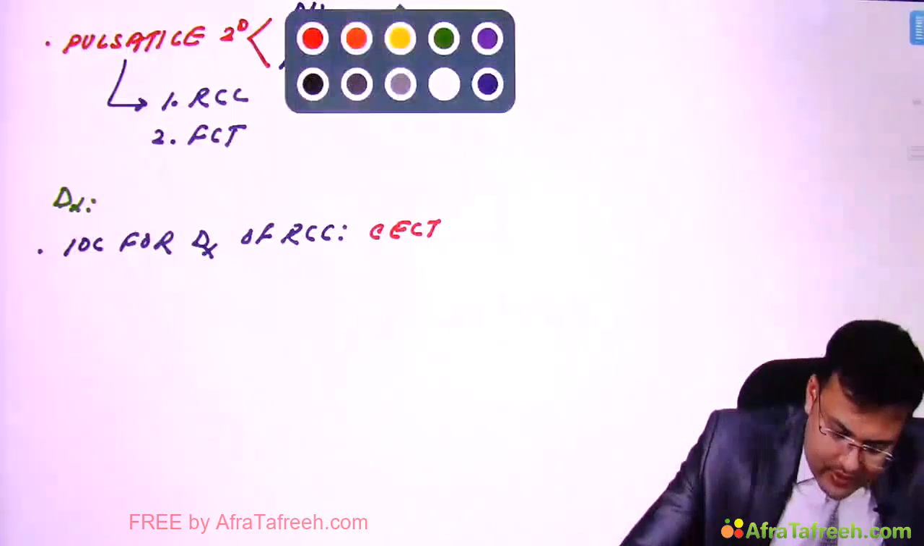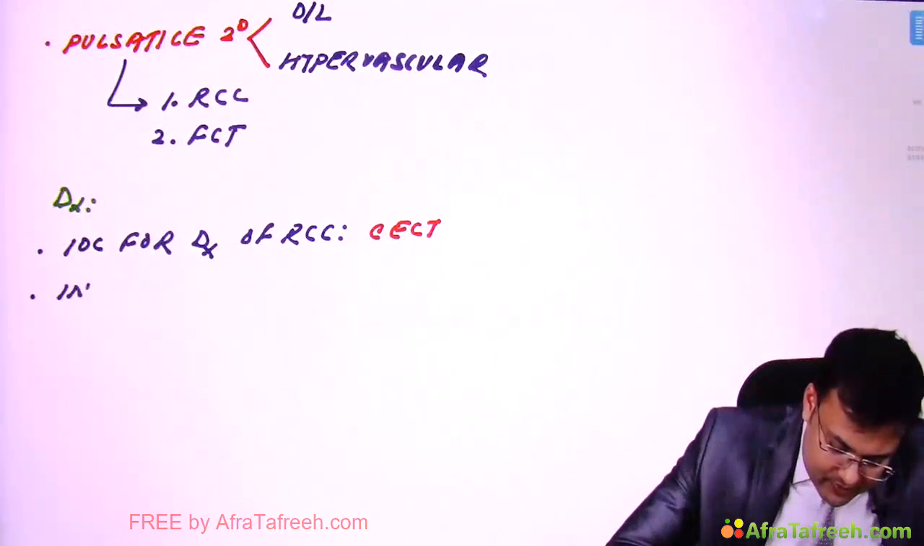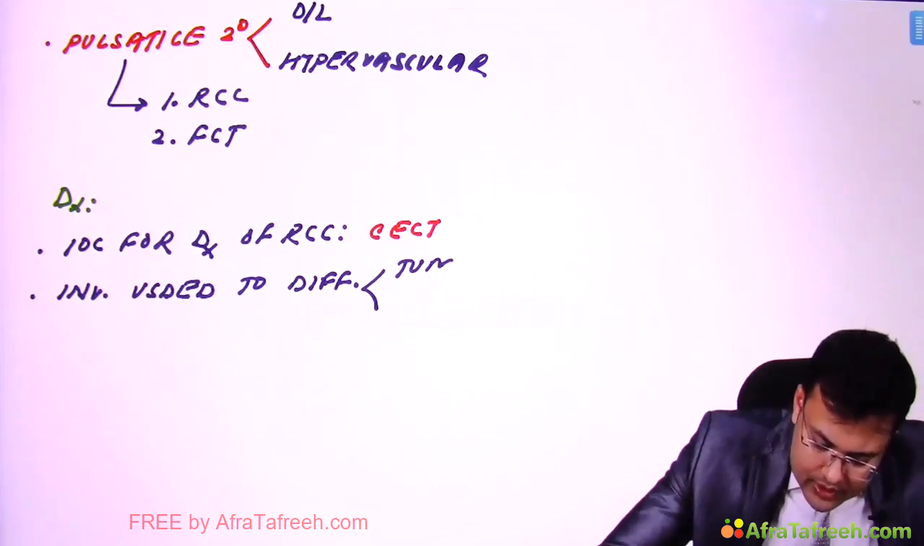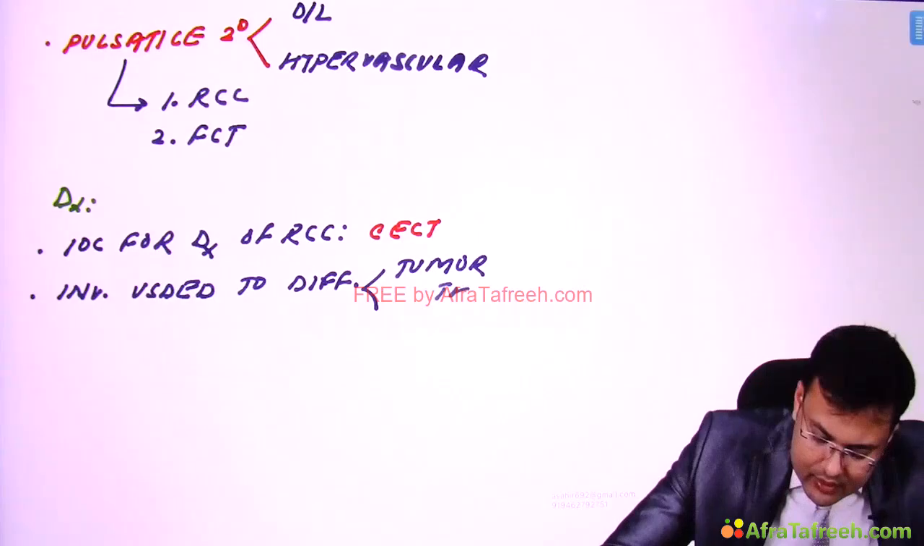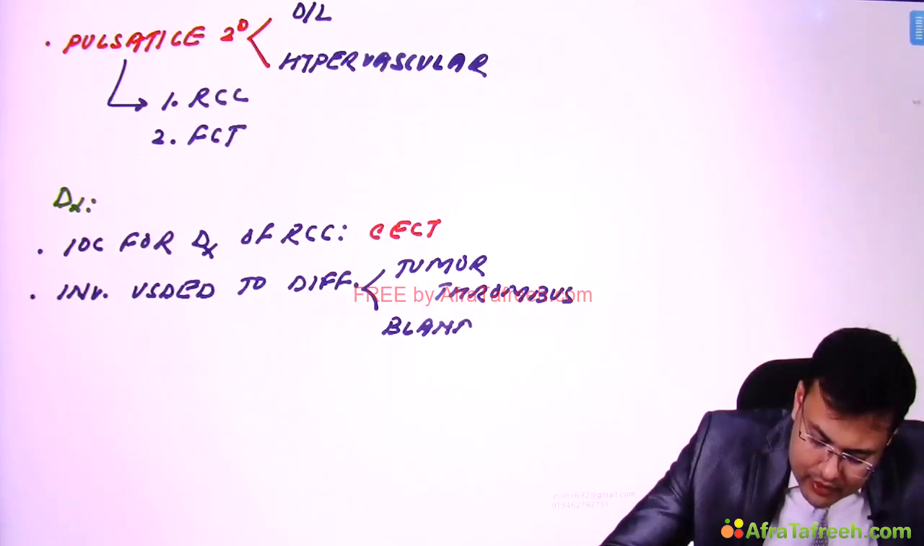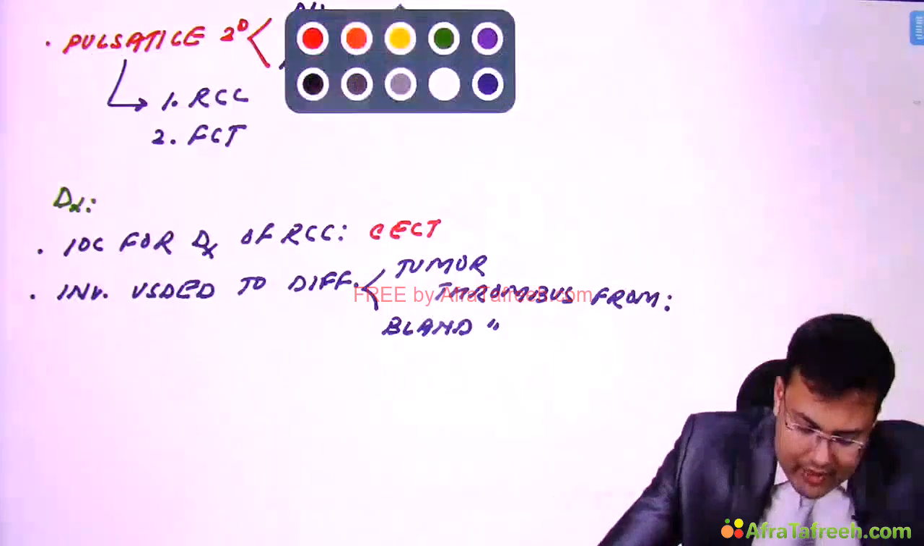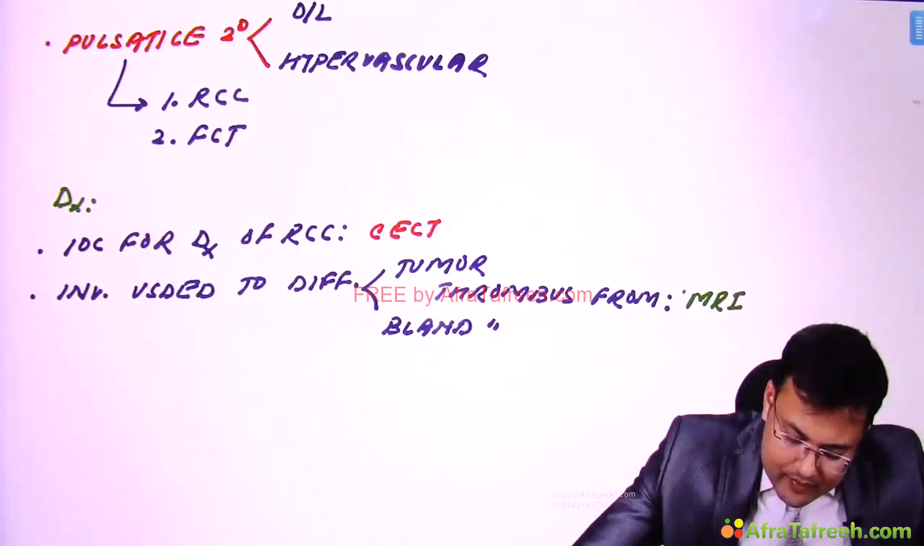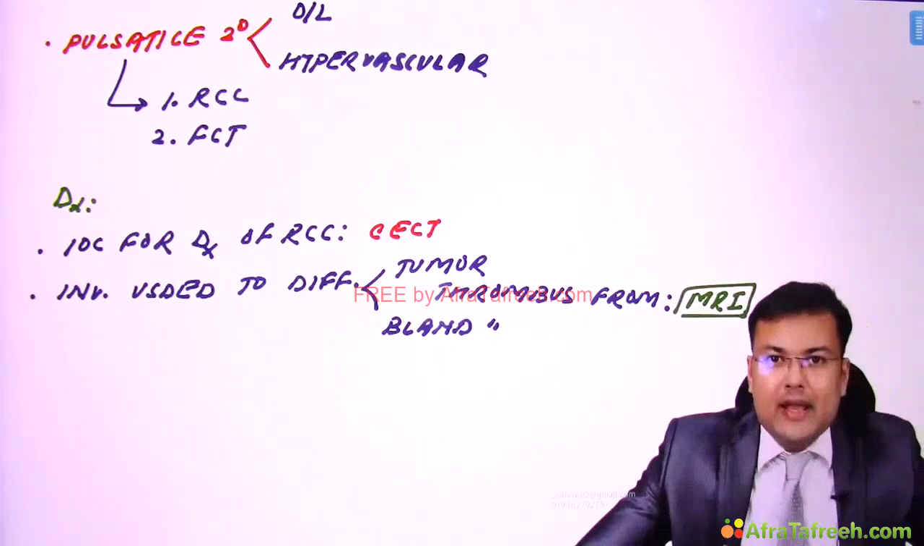So investigation used to differentiate tumor thrombus from bland thrombus. And which investigation? Here we use MRI. This is MRI.